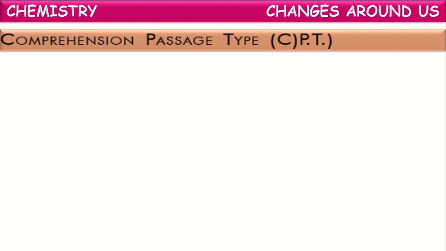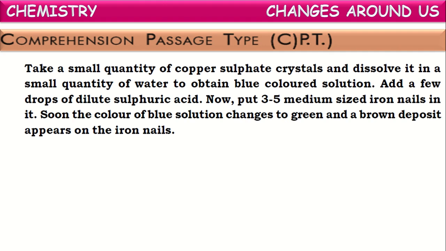Okay, next. Now let us see the comprehension paragraph type questions. First let us see the paragraph which is given. Passage: take a small quantity of copper sulfate crystals and dissolve it in a small quantity of water to obtain a blue colored solution. We have to know here the blue colored solution formed by copper sulfate in water is commonly called blue vitriol because the salt copper sulfate is blue in color. When it is dissolved into water, it forms a blue colored solution which we commonly call blue vitriol.